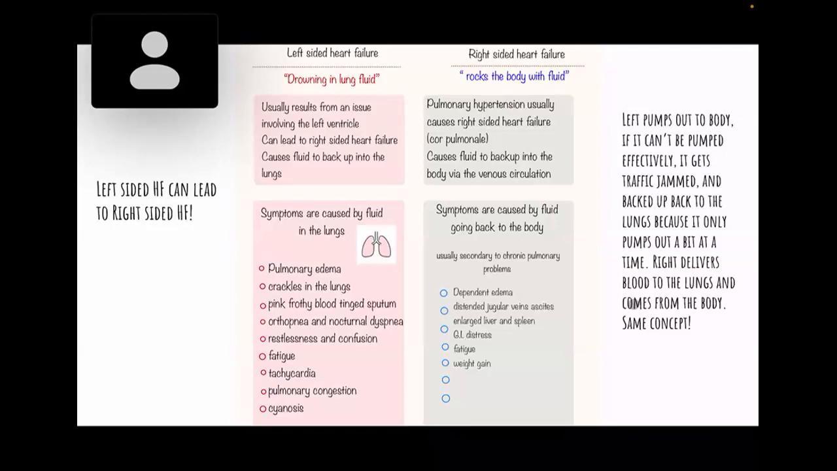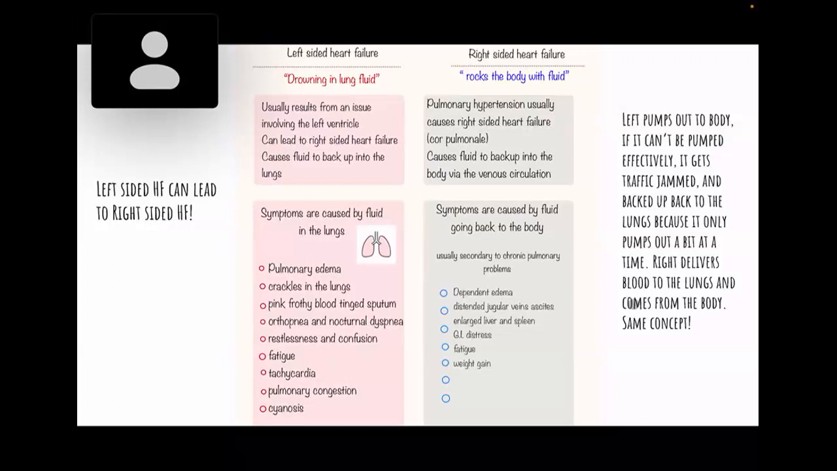I want you to think: right rocks the body with fluid. Why? The right side of the heart receives blood from the body. If the right side of my heart cannot pump effectively, traffic jam, it's going to get pushed back to wherever it came from. Similarly, the left side of the heart receives oxygenated blood from the lungs. If there's any issue with the left side of my heart, it is going to be backed up into the lungs. So think drowning in lung fluid. Left, think lungs. You will have some pulmonary edema, some crackles, pink frothy sputum, orthopnea, nocturnal dyspnea, etc.